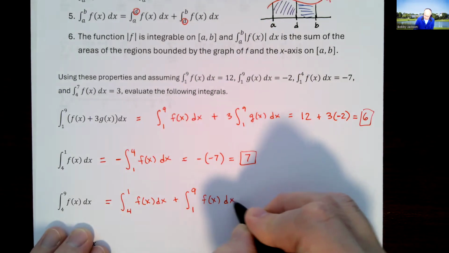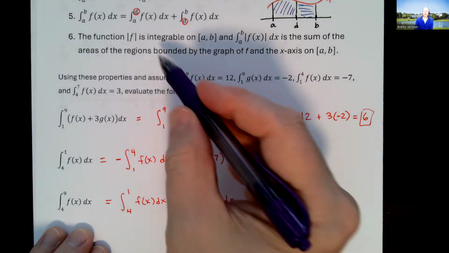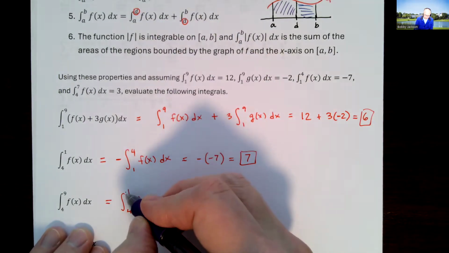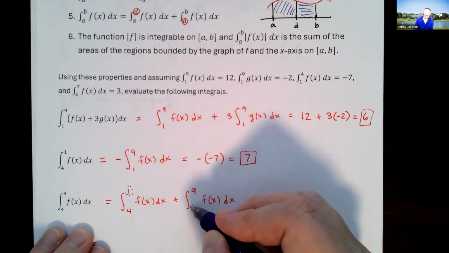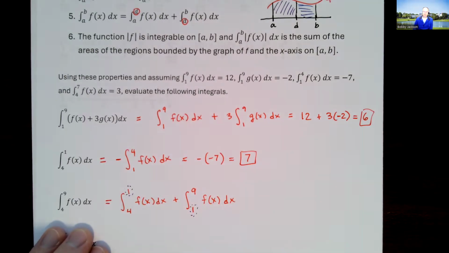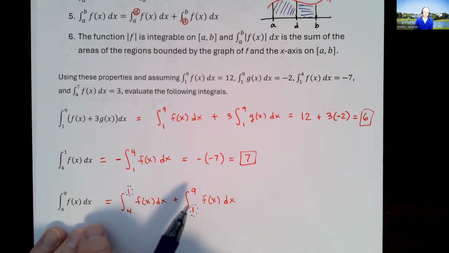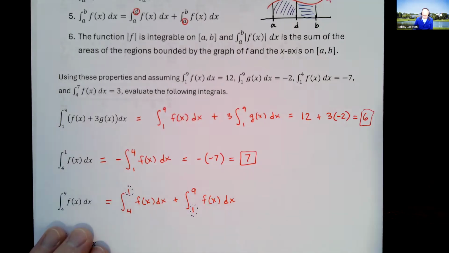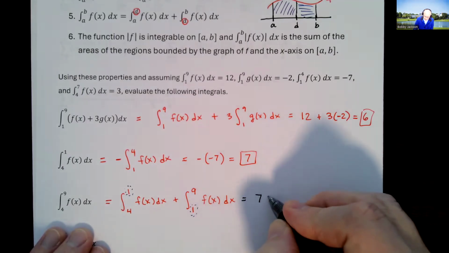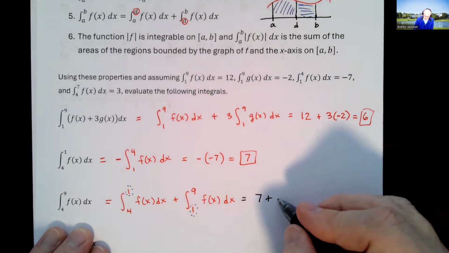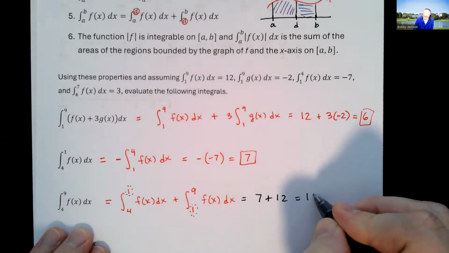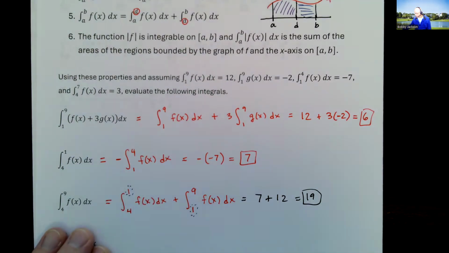And so this illustrates that fifth property. And notice the upper limit here matches the lower limit here. And so I know that this integral plus this one will give me this one. And so based on what we just did, this one is 7 and this one is 12. And we get 19.